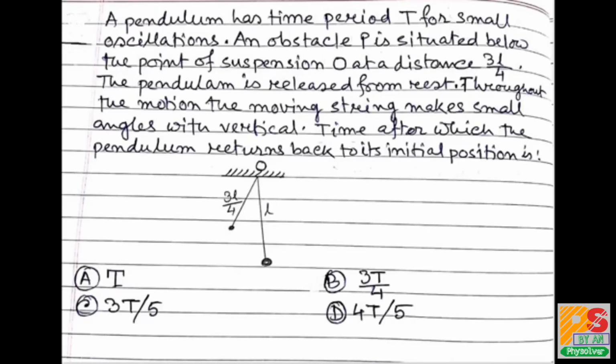Let's write the diagram correctly. This is 3L by 4 and the pendulum of length L is released like this. This angle is given, it is always small, therefore I can write the time period as 2 pi root over L by g, right?